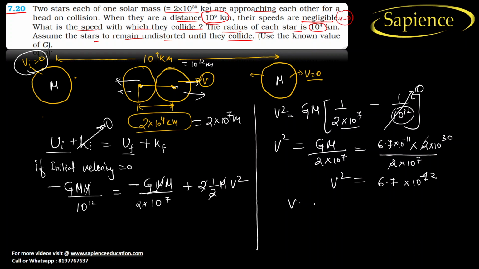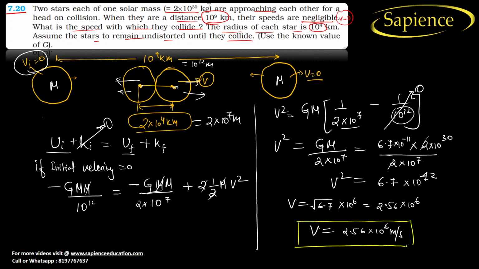So finally v will be equal to root under 6.7 into 10 to the power 6, which is approximately 2.56 into 10 to the power 6. So finally the velocity with which they will collide and rebound will be equal to 2.56 into 10 to the power 6 meter per second, because we have taken the measurement in meters. So our final answer for this question will be this one.